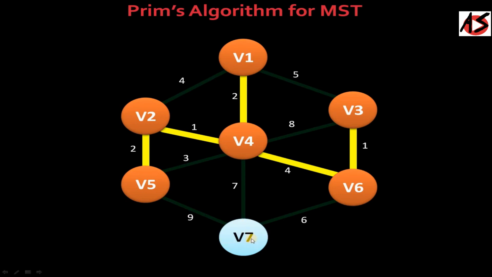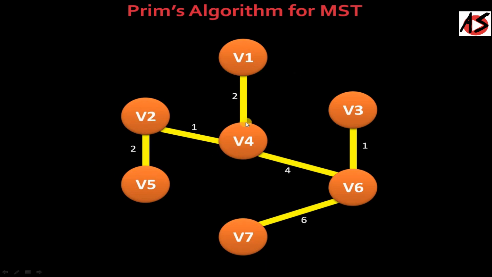Here we have three options. Either you select this edge with weight 9, or this one with weight 7, or this one with weight 6. Obviously you select the edge with weight 6. So you select it and now you are connected with V7. Here you can see you have connected all the nodes while taking care of the minimum weight. This is the basic idea of Prim's algorithm.